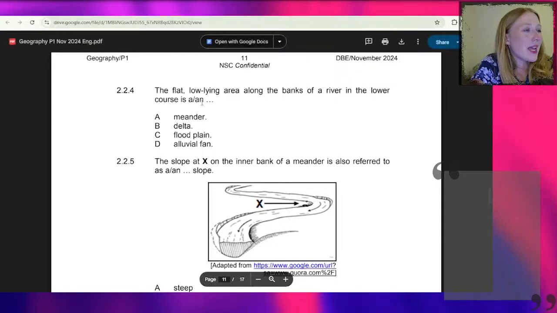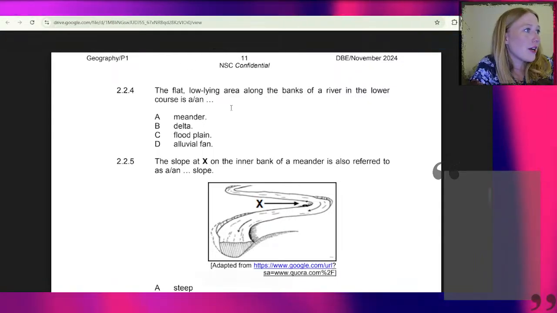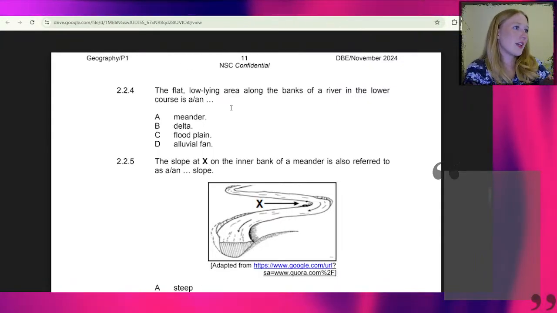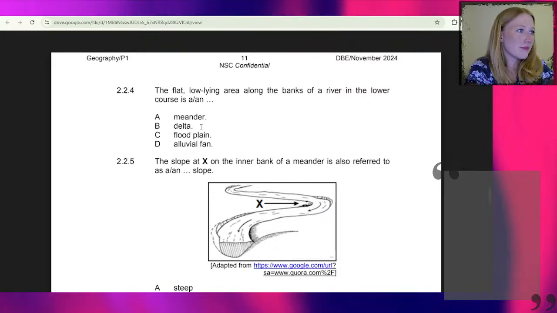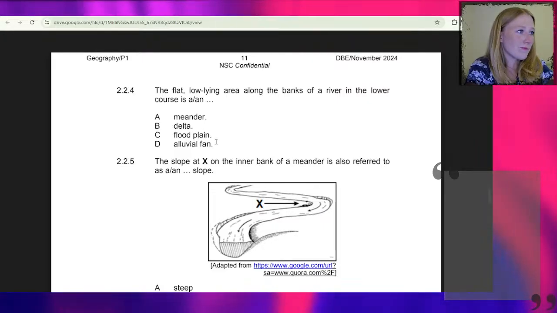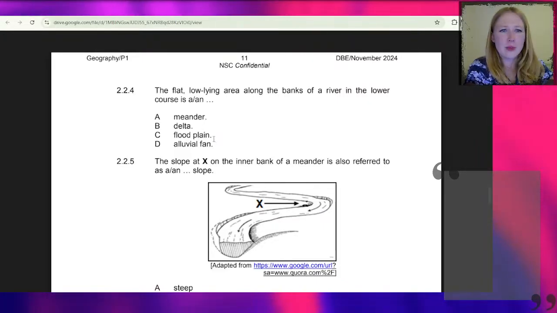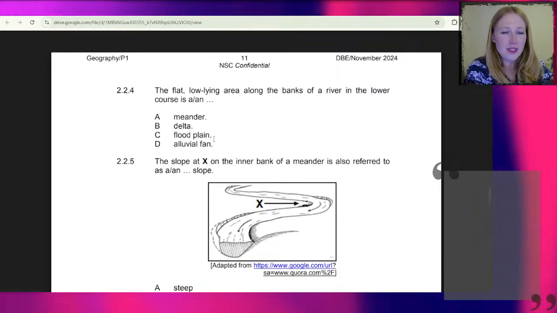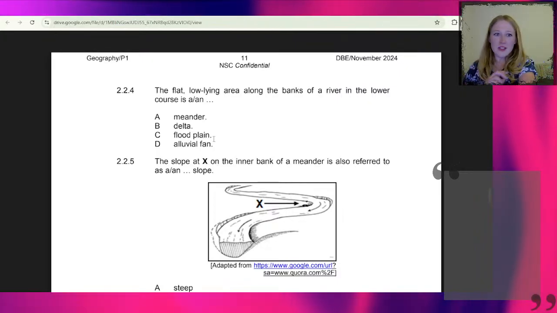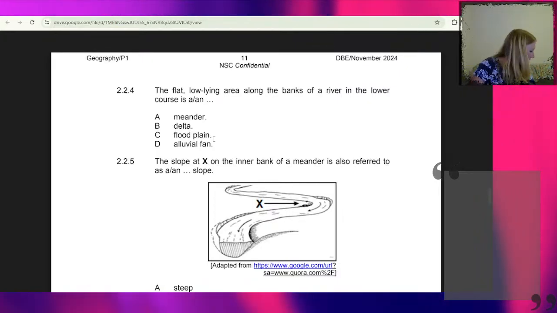Okay, a flat, low-lying area along the banks of a river in its lower course. That would have to be the floodplain, right? The flat sides on either side of the river.